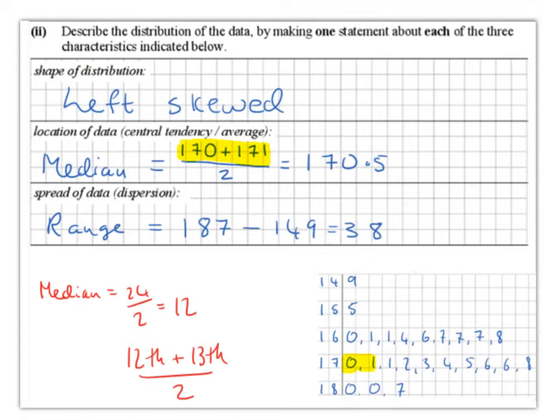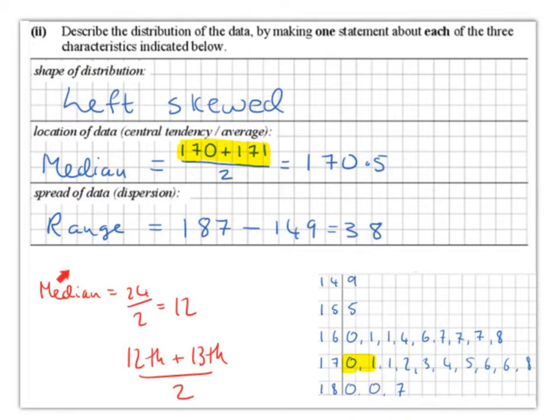Now, when we added up the amount of values, which happened to be 24, if we divided by 2 and we'd gotten a decimal, we would have rounded up. So let's say this happened to be 12.5 or 12.75 or 12.25 or something like that. Whatever decimal we get, we would have rounded up to the 13th value, and we would have just taken the 13th value as the median. So for example, it would have been 171.